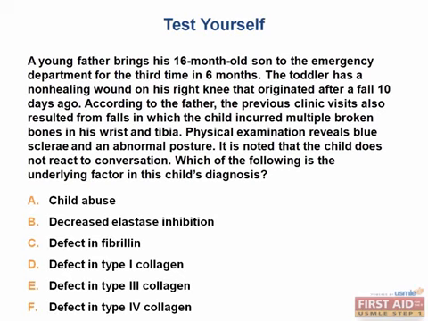Well, you've got a kid who is repeatedly breaking bones, which can mean one of two things. He's being abused, or his bones are easily breakable. The giveaway here is the blue sclera, which you would not see in child abuse, but you do see in a certain disease that makes you prone to breaking bones. In fact, it has the nickname brittle bone disease. So the answer here is choice D, a defect in type 1 collagen, which is osteogenesis imperfecta. Remember, type 1 collagen is the type you should associate with bones.